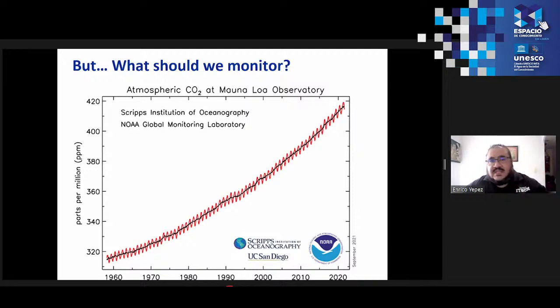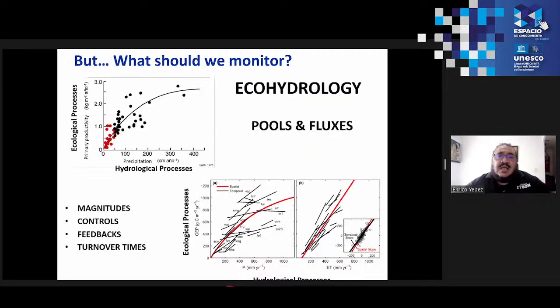So monitoring schemes like this, that not only monitor one entity or one stock or one pool, but also provide information about the functioning of the system, are of very high value. And as I said, we need to measure what we know and understand. So in our group here at the Tecnológico de Sonora, we've been taking ecohydrology as one of the flags that we have in our research.